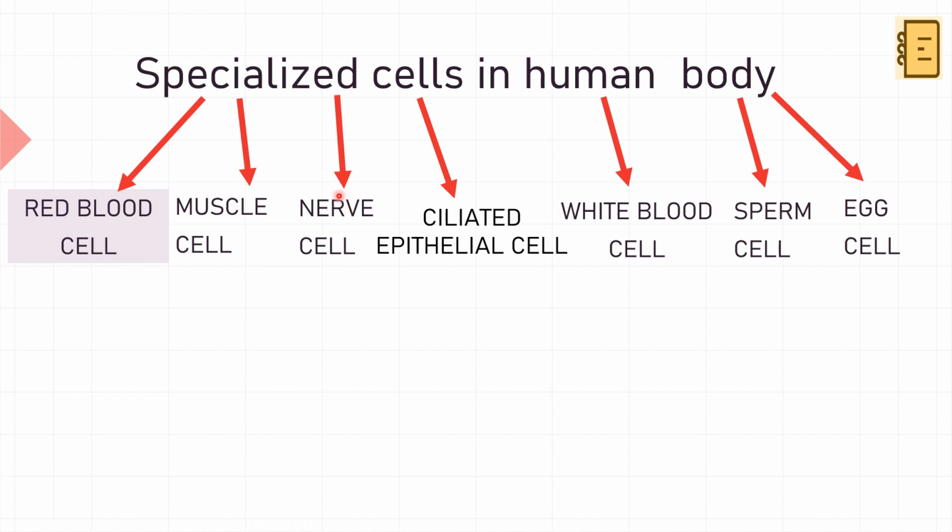Specialized cells in the human body. So we have some cells that are specialized, which means that they have some specific adaptations so that they can perform different kinds of functions in the human body. We will be talking about the red blood cell, muscle cell, nerve cell, ciliated epithelial cell, white blood cell, sperm cell, and egg cell. So let's start first with the red blood cell.